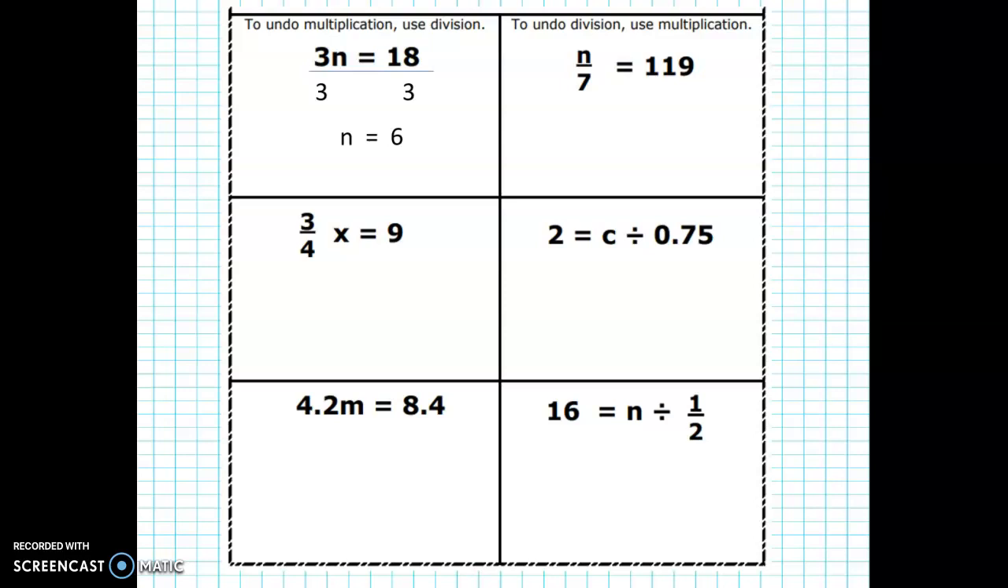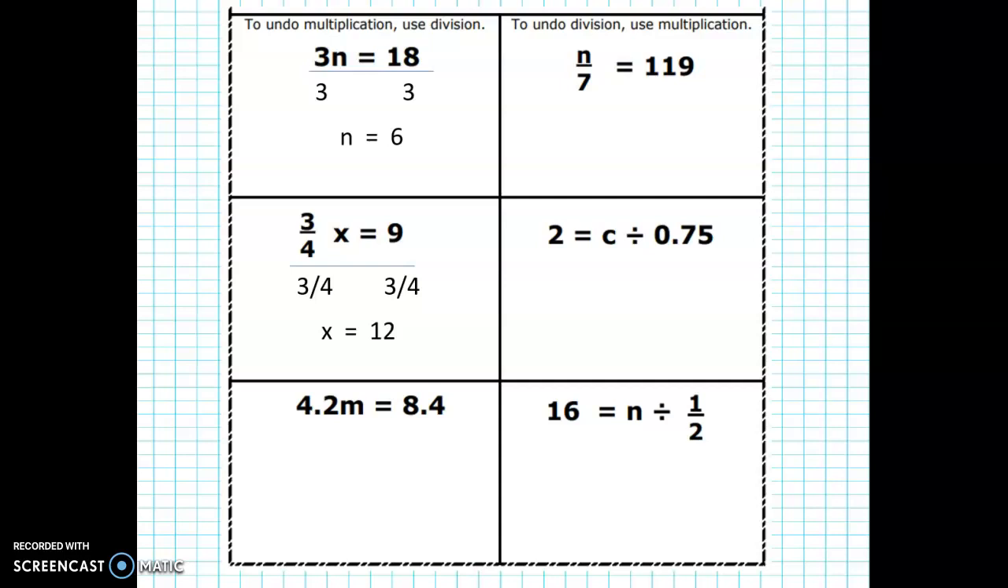The next example is a fraction. 3/4 x equals 9. The same process is used. 3/4 times x, we need to divide by 3/4 in order to get x by itself. Whatever we do to the one side, we do the exact same thing to the other. 3/4 divided by 3/4 leaves us just x. 9 divided by 3/4 gives us 12. You can substitute the 12 in for x, multiply 3/4 times 12 to make sure you still have 9.